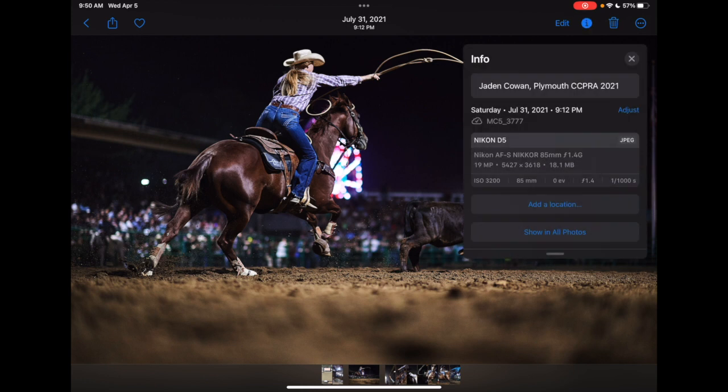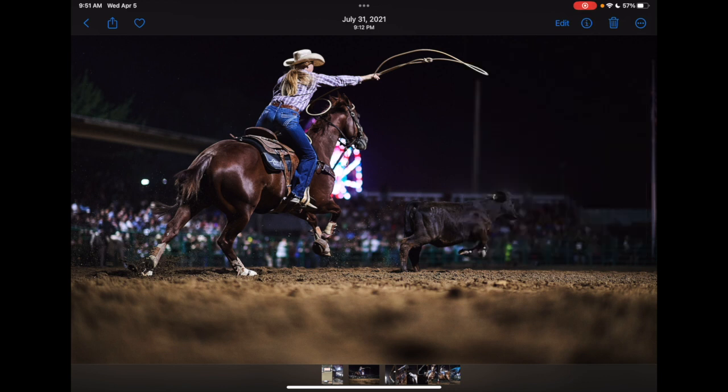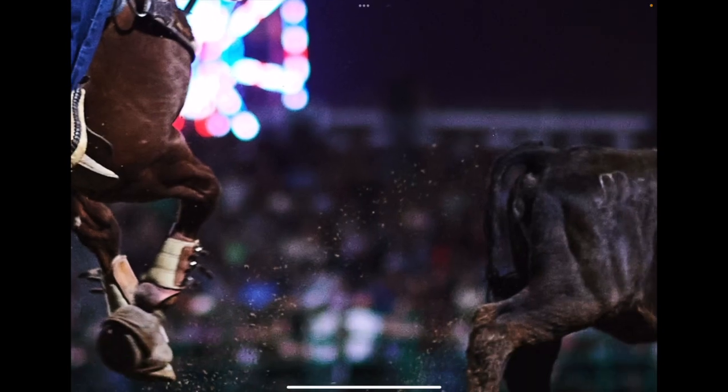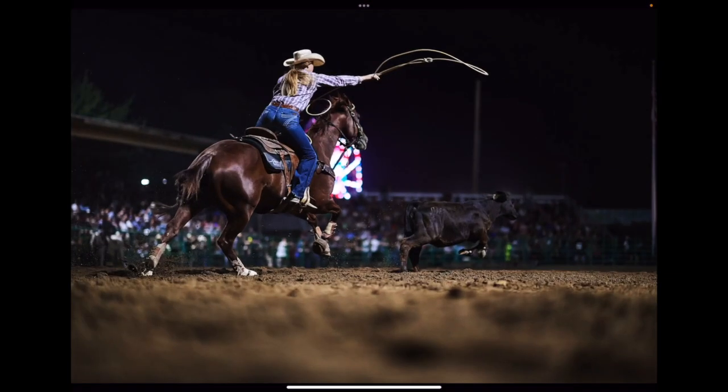So 1/1000th of a second, the lowest that I would want to get away with for shutter speed, at f1.4. So I'm letting a lot of light in through the aperture, and ISO 3200, which is still a high ISO, but it's lower than the other ones we were looking at. No noise really to speak of in this picture. It's fine as far as that goes.